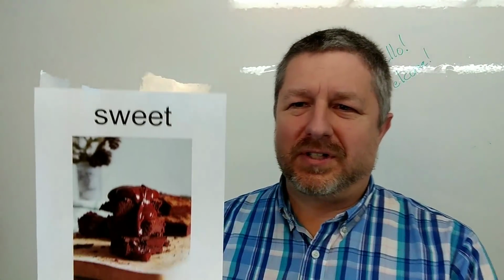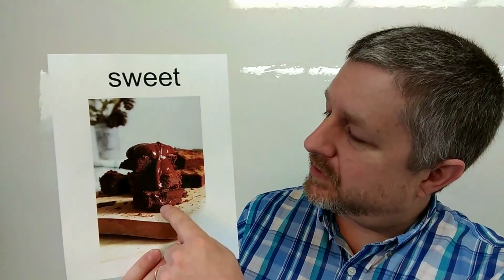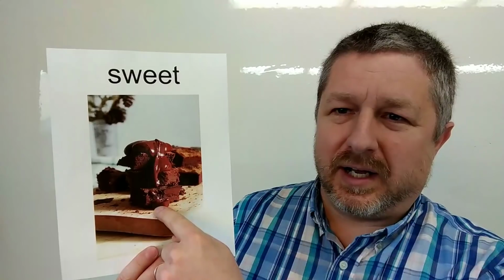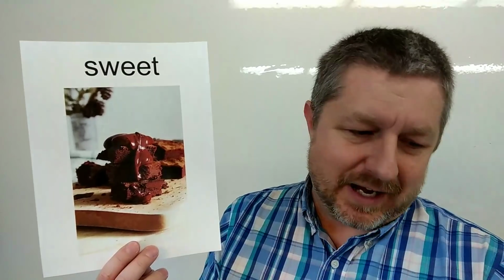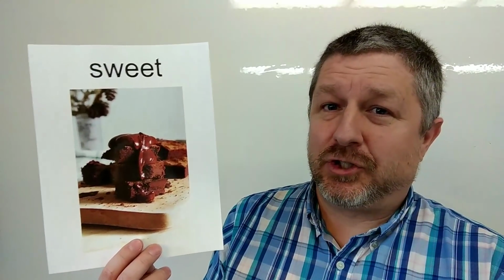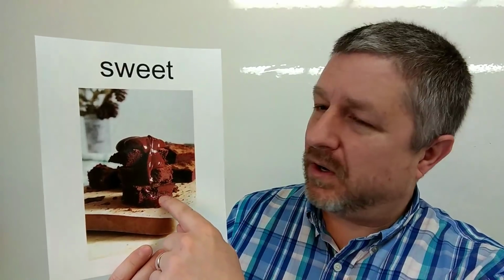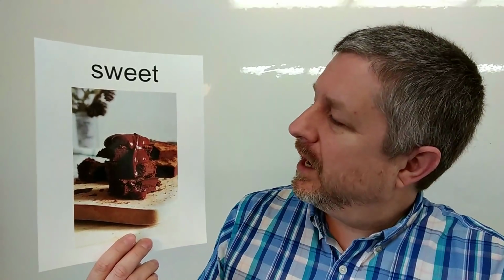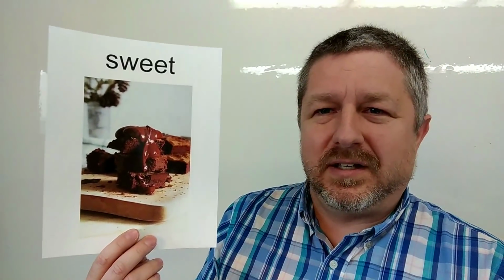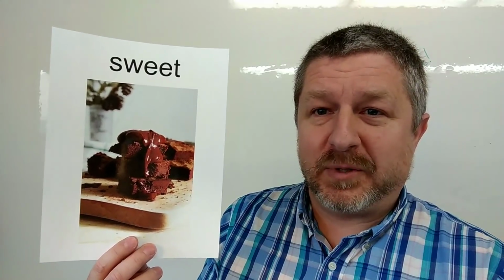And then we have, of course, sweet. So you see here we have some chocolatey baked goods or brownies. They would be very sweet. We also describe them as being sugary. So we could say that, oh, these are really sweet or these are really sugary. But this is the flavor that I like the most out of all the different flavors.